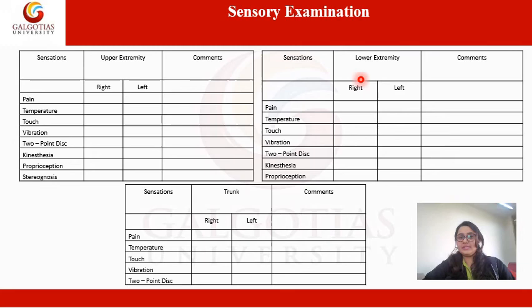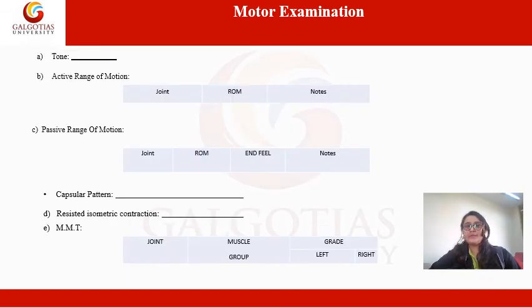Then we have already seen sensory examination in detail, so I will be skipping this slide because we have already read about it quite a lot. Coming to the next, we have motor examination. We will observe for tone. Tone is measured by the MAS, the modified Ashworth scale. We will see whatever the grade of the patient is. Is it 0, 1, 2, 3, 4? And subsequently we will write it down. The scale used for it is the modified Ashworth scale.